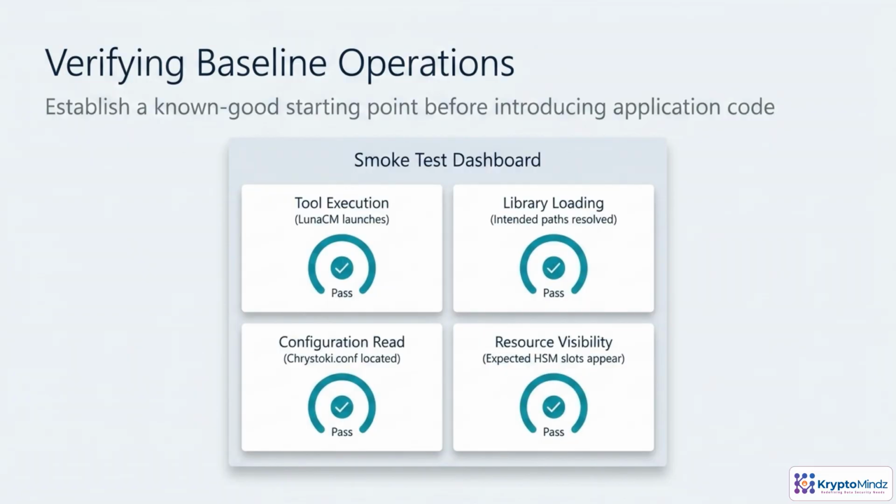Smoke tests are your quick health check before integration begins. You're simply proving the plumbing works. Make sure the client tools launch and report the expected version. Confirm that the HSM libraries load from the paths you configured and that the configuration file is found and parsed. Then verify that the expected HSM slots or partitions appear. Record these results as your known good baseline so you can spot changes or regressions later.